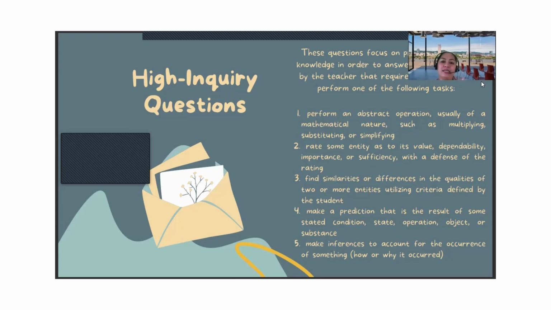Next is to rate some entity as to its value, dependability, importance, or sufficiency with the defense of the rating. With this one, you're asking the student to rate, for example, the test that they were given. And then next is to find similarities or differences in the qualities of two or more entities utilizing criteria defined by the student. Normally these are compare and contrast questions, or you will ask them to create a Venn diagram. So those are the higher inquiry questions.